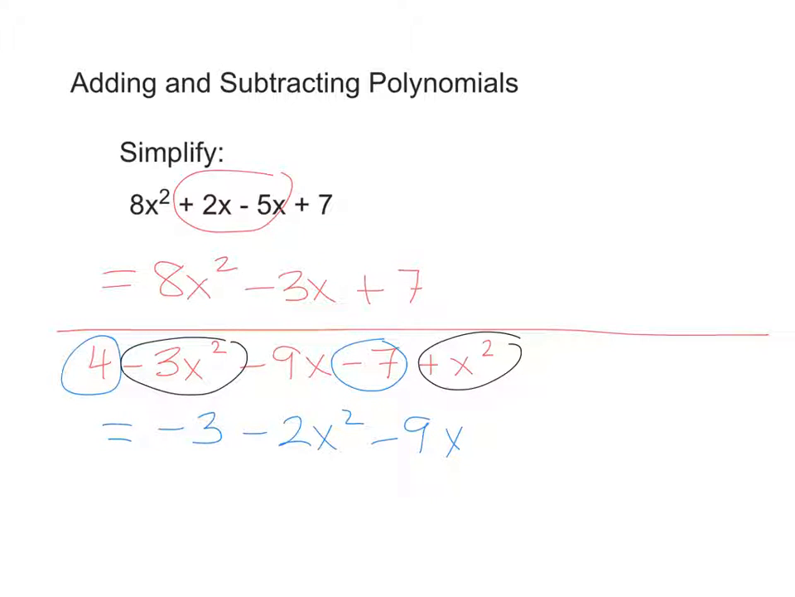But this answer's not perfect. It's correct, but it's not perfect. What's wrong with it? It's not in the right order. So it's not wrong, it's just not the way we like to see our answers. Usually when you do something like this, the way you're going to put your answer is in descending order of the variable, which means the highest power of the variable comes first. So actually, which one would we put first? The negative 2x squared, and then the minus 9x, and then the minus 3. Like I said, this isn't wrong, but it's just not perfect. This one's perfect.